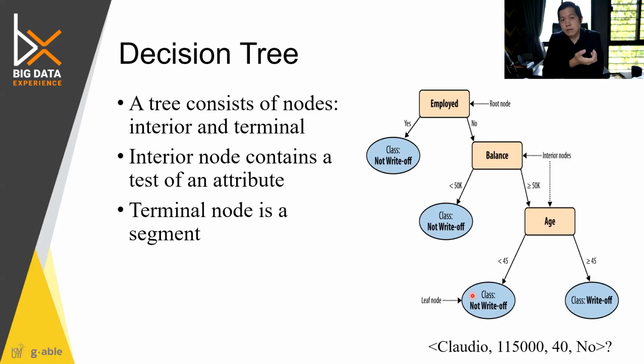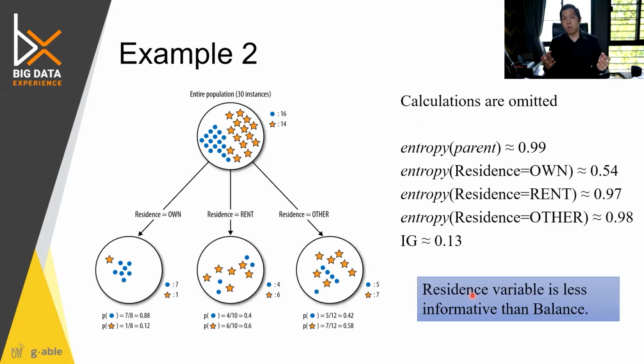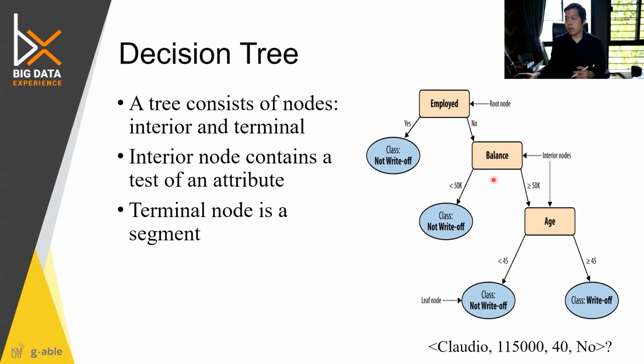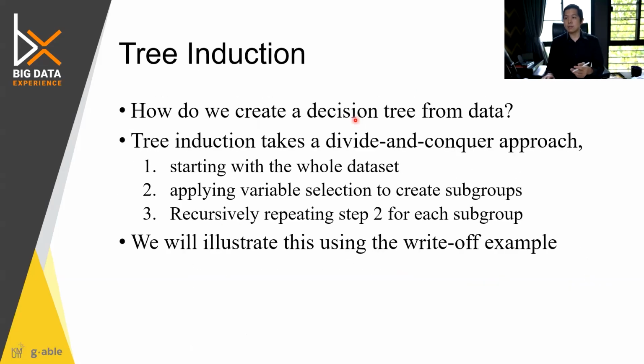But once you have it, how do you create this? Because from the previous example, we only have one level. We can just have one level, but how do we do it in iteration? In order to do that, we need to follow this algorithm to do the tree induction, creating the tree out.